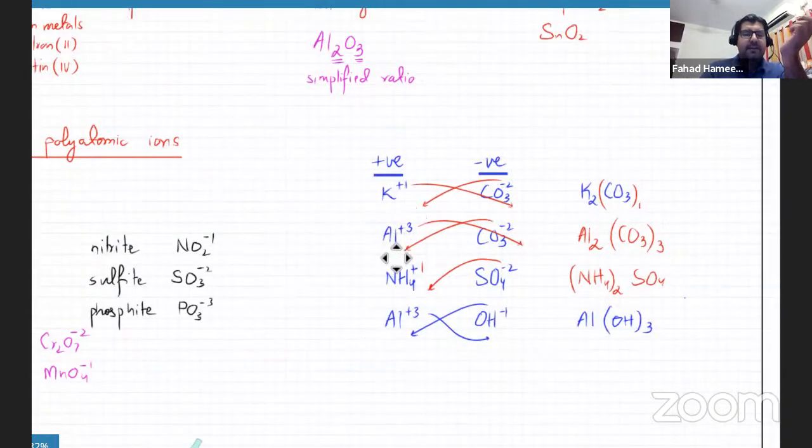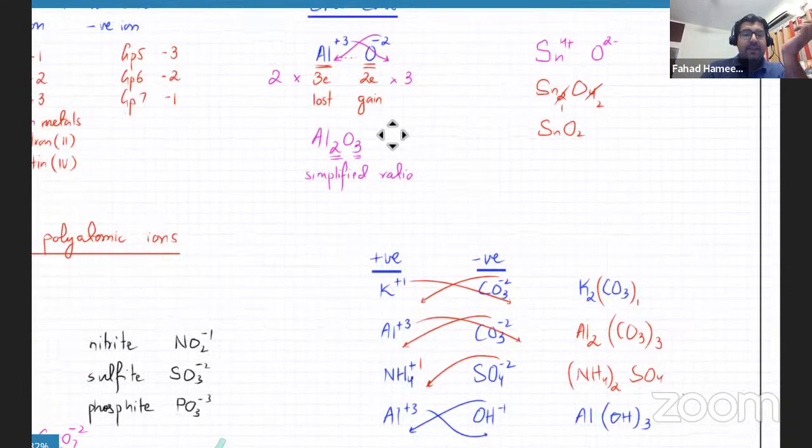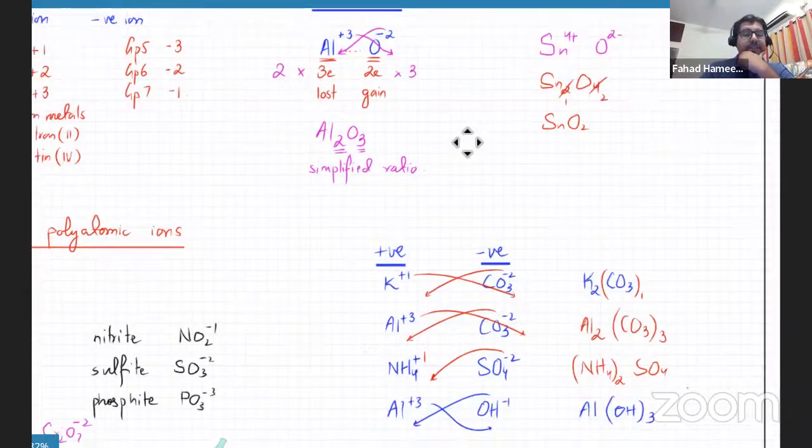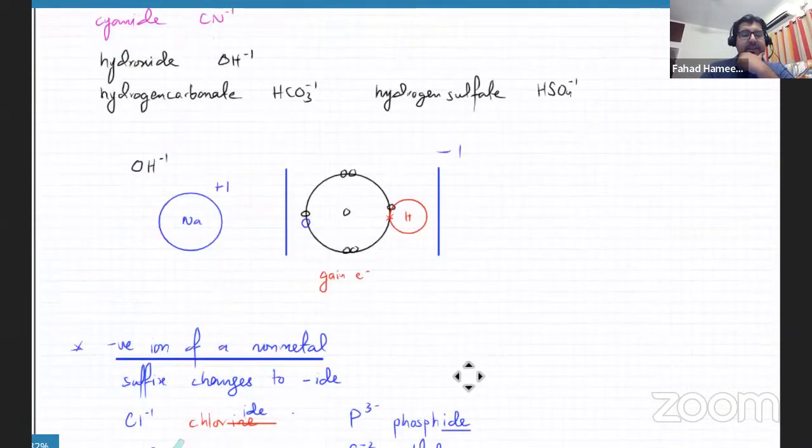This is potassium carbonate. This is aluminium carbonate. This is ammonium sulfate. This is aluminium hydroxide. But over here, this would be aluminium, and instead of oxygen, it's going to be aluminium oxide. This would be tin with oxygen, so it's tin oxide. The non-metal negative ion, its name changes. So just make sure you remember that.